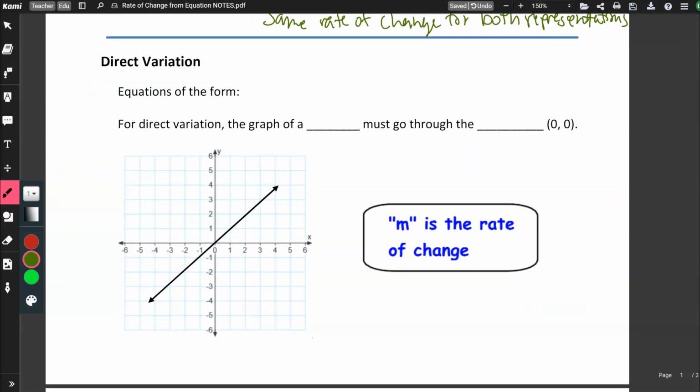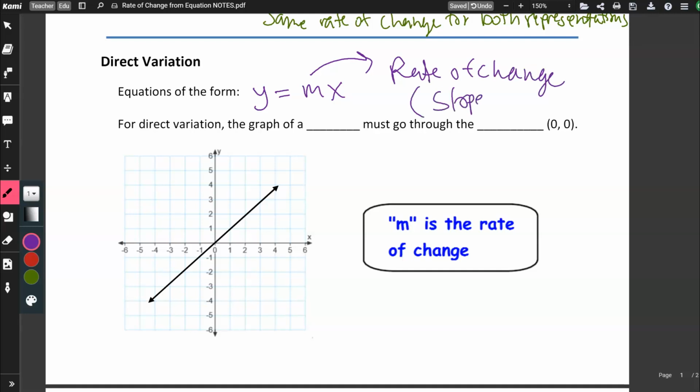All right. So in the next part of notes, we're going to take a look at the next section. We're looking at direct variation. So when I think about direct variation, that's a specific type of example that I'm looking at here, okay? Equations of the form y equals mx, where m represents our rate of change, which is also the same thing as saying, when we're looking at our graph, slope. Remember, these two terms are synonymous. So when I have direct variation, the equations are in the form of y equals my slope or my rate of change times my x value.